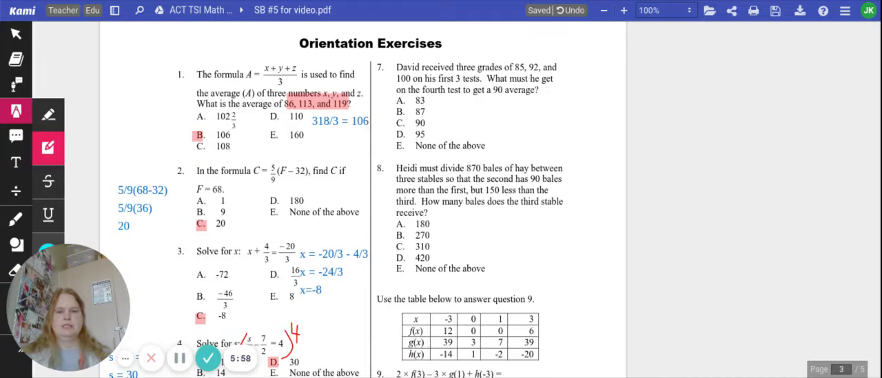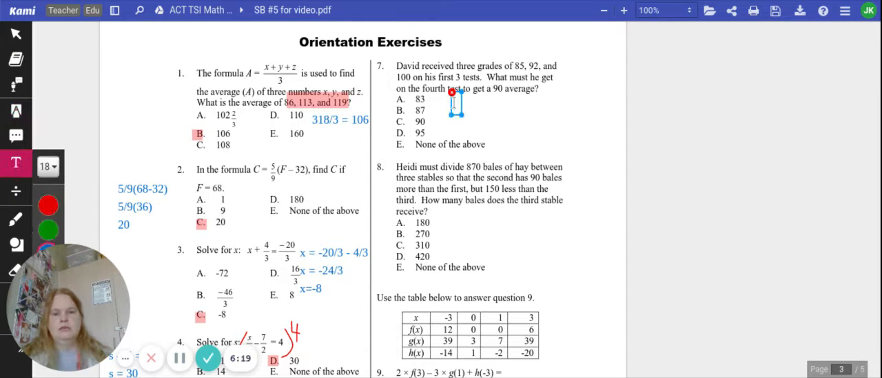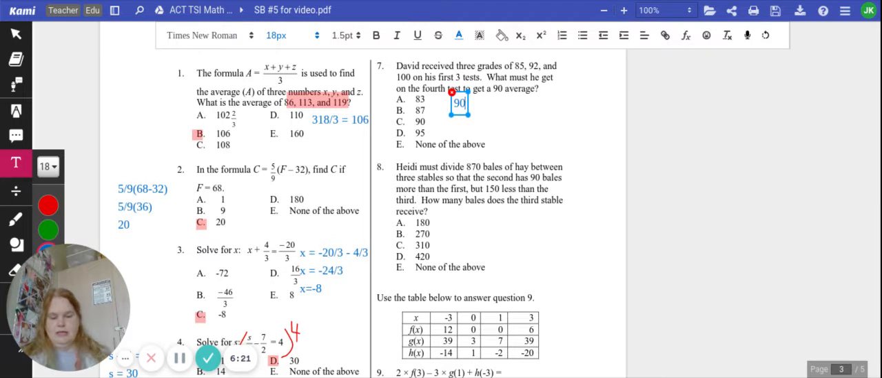All right, number 7. David received 3 grades in his first 3 tests, and he wants to have an average of 90 after his 4th test. Well, you know that when you average, you add all of them together and divide by how many there are. He wants a 90. So I'm going to tell you the shortcut to this. I know that he wants a 90, and he has 4 tests. So that's going to be 360. 90 times 4 is 360.